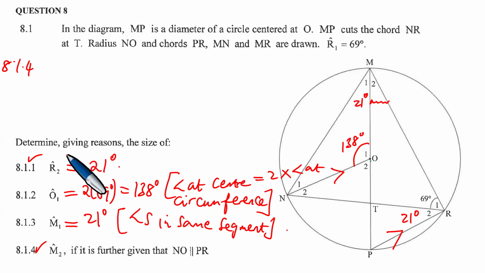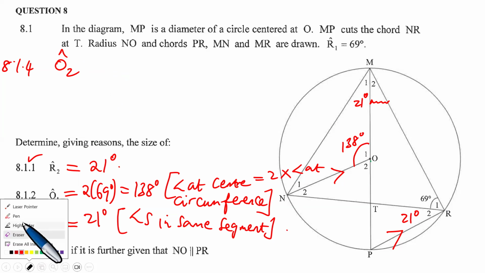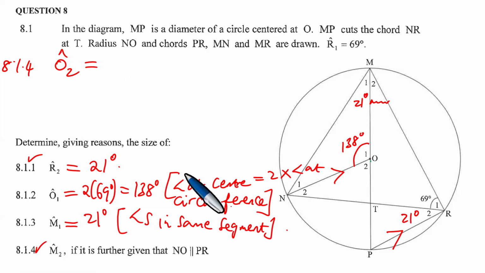Okay, now we then have the angle O2. Right, so the angle O2 is equal to what? Right, so the angle O2 here, there are many ways to do it because you can look at this as a straight line. It's easier, so you can say O2 is 42 degrees.